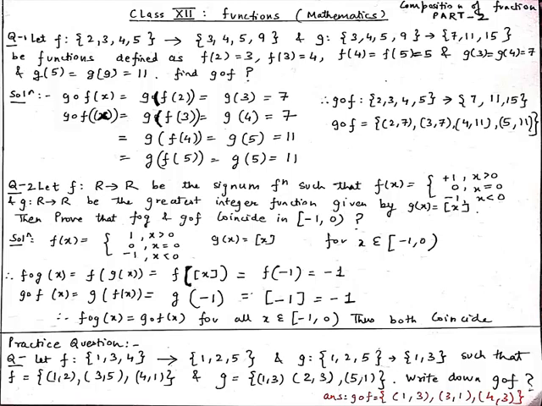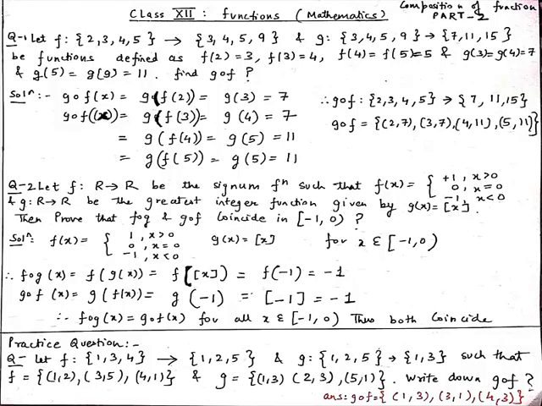Our next question is: let function f from R to R be a signum function. As we know in class 11, the range of the signum function is 1, 0 and -1: 1 for x greater than 0, 0 at x equal to 0, and -1 at x less than 0. And the other function g from R to R is the greatest integer function or floor function, such that g(x) equals the greatest integer function of x.